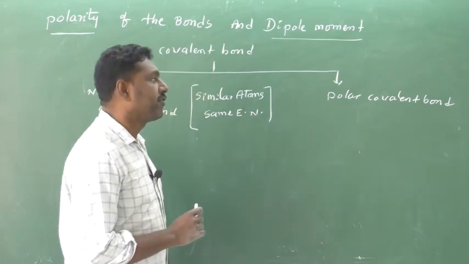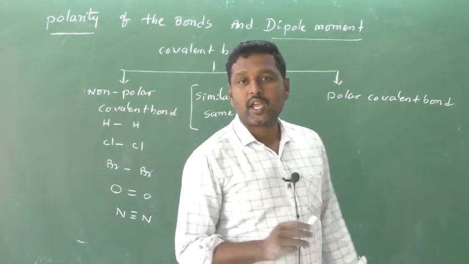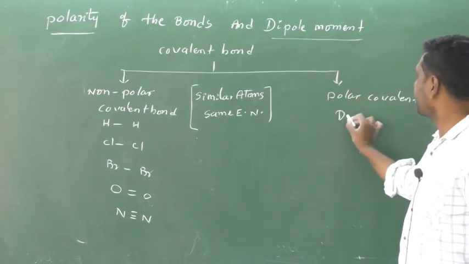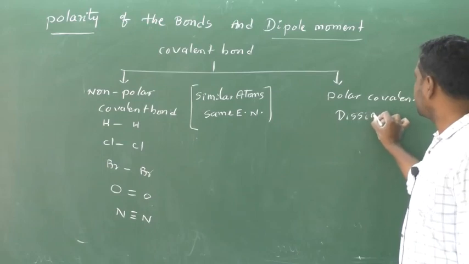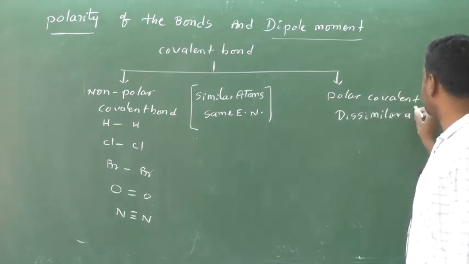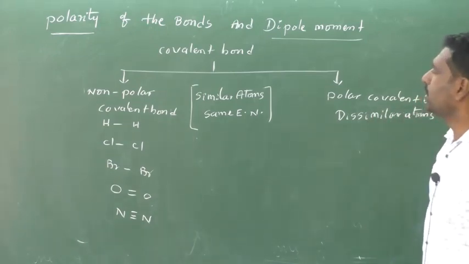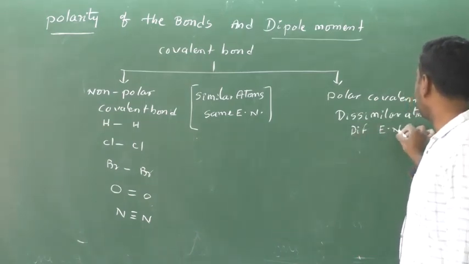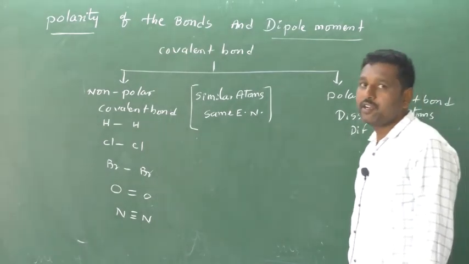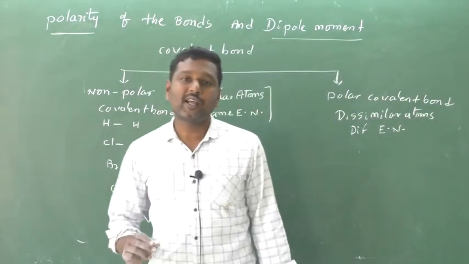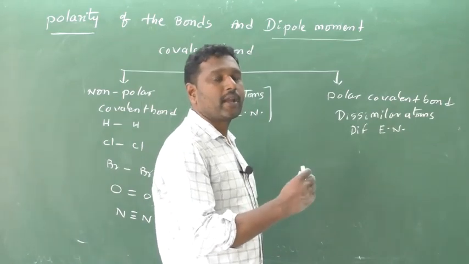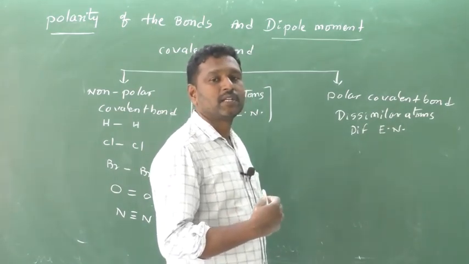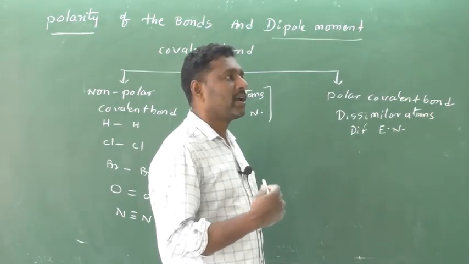But in the case of a polar covalent bond, the covalent bond is formed between dissimilar atoms. Dissimilar atoms means they have different electronegativity. If they have different electronegativity, what happens? The bond pair is slightly attracted by one of the atoms.